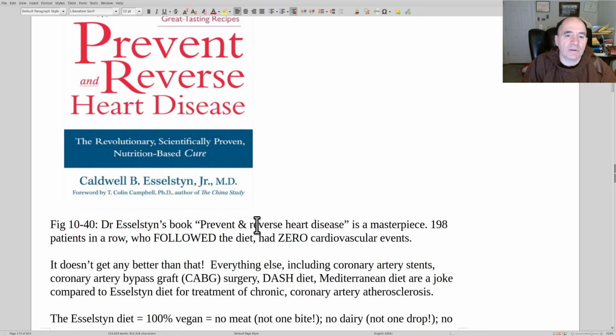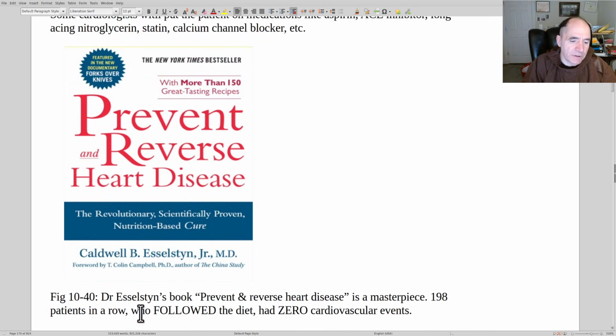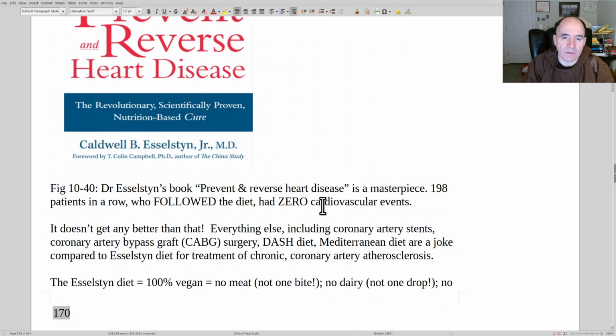by fixing your diet? Okay, here's Esselstyn's great book, Prevent and Reverse Heart Disease. And again, you don't need to buy any of these books. Just go on the internet, type in Esselstyn, Prevent and Reverse Heart Disease, and you'll see all his lectures. He's got lots of lectures. Okay, and he had the best results by far for anybody in the whole world for treatment of heart disease. 198 patients, with 99.4% no recurrent cardiovascular events if they followed the diet. And he even claims the one who had a complication wasn't really following the diet.